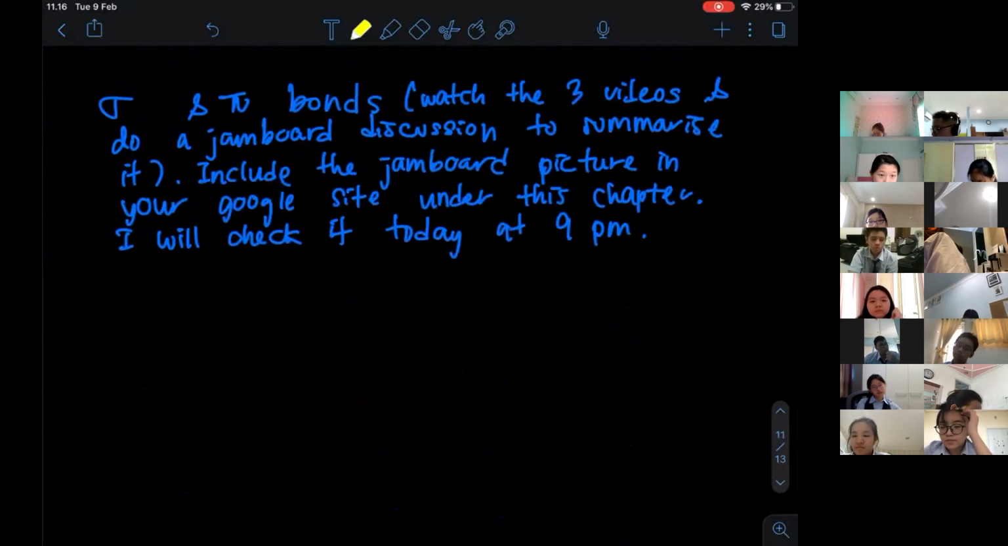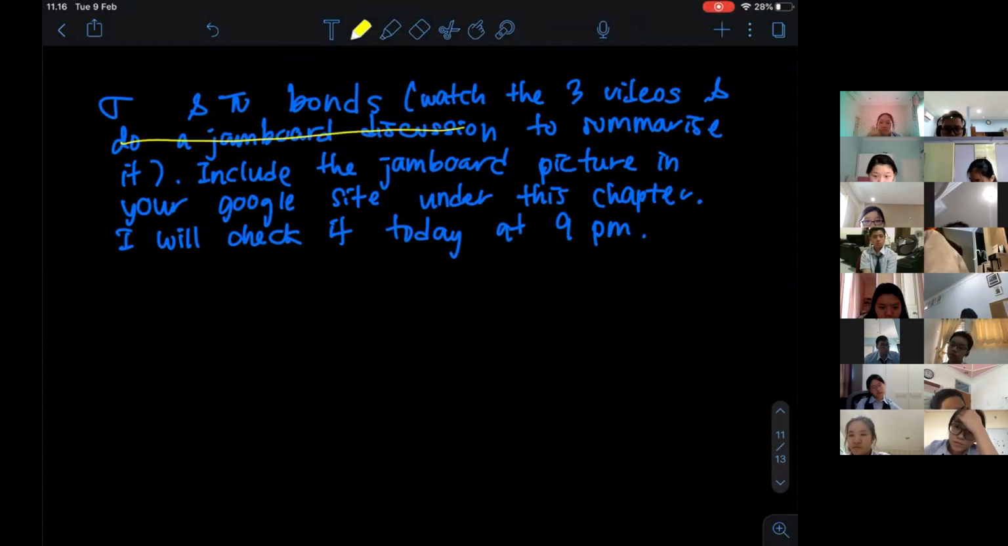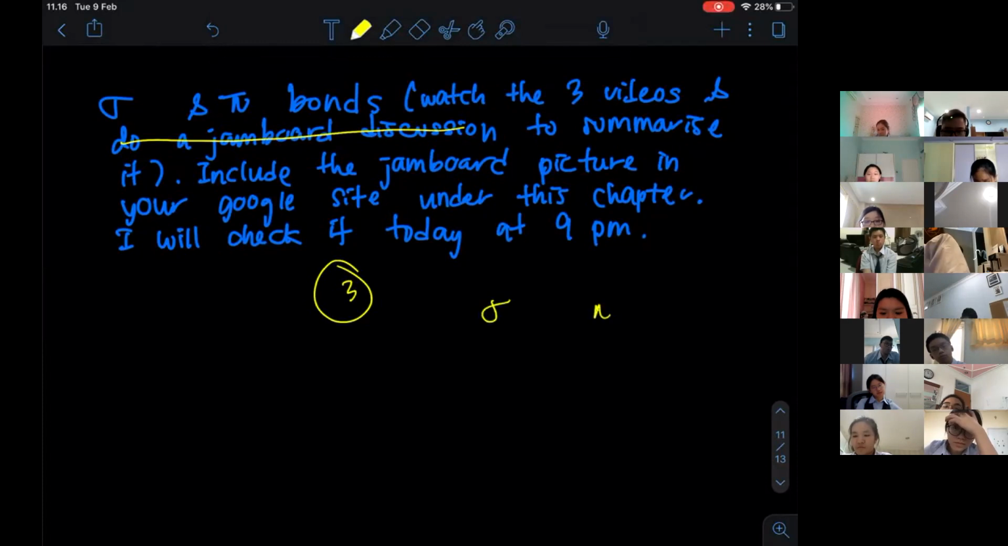Now here, I told you to watch the 3 videos and then do a Jamboard discussion to summarize. Actually, I changed it already, so no need to do the Jamboard discussion. You are going to summarize or do a reflection on it and include it in your Google site. I have given you 3 because we have done this in your atomic structure, and that's why here they are referring back to sigma bonds and pi bonds.